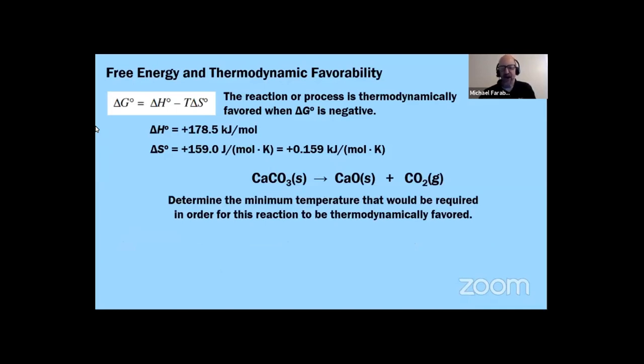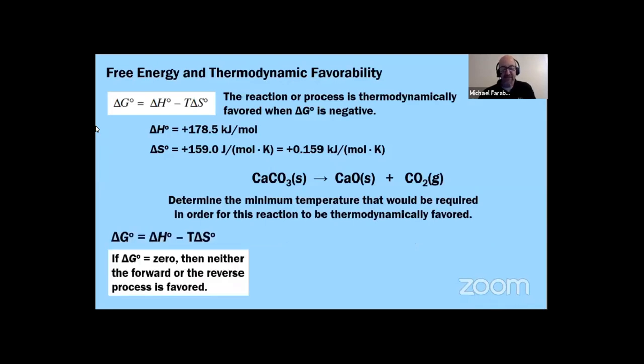So how do I switch from not favored to favored? Well, I have to heat it up, but at what point? What's the minimum temperature that would be? If delta G is equal to 0, then neither the forward or reverse process is favored. This would be the point at which it switches.